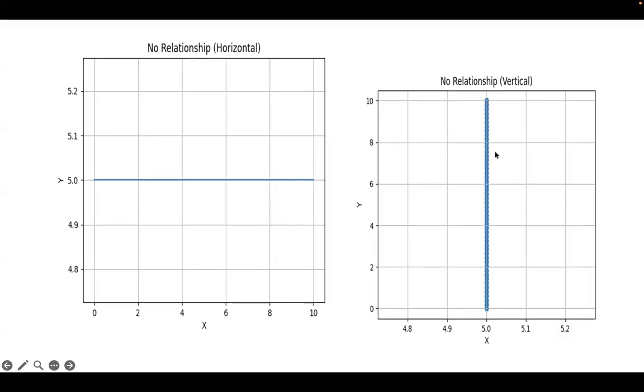No matter the price, this is the vertical line. No matter the price, the same quantity will be demanded. This is the horizontal line. A slight change in quantity will affect demand.